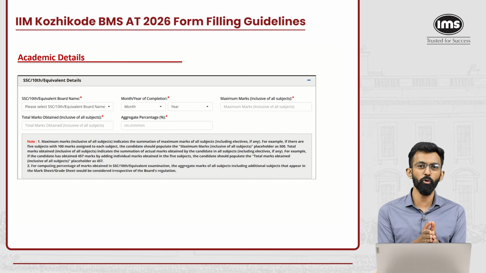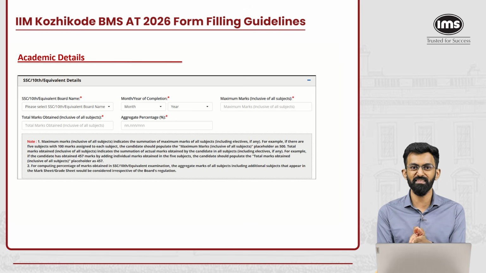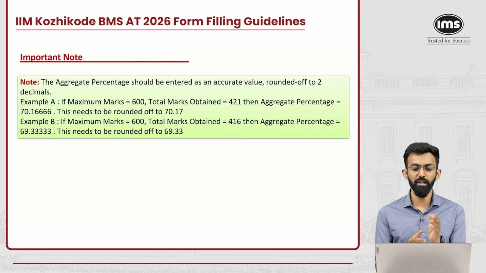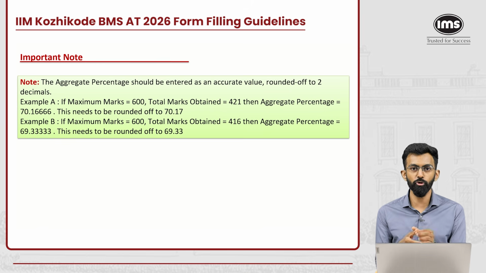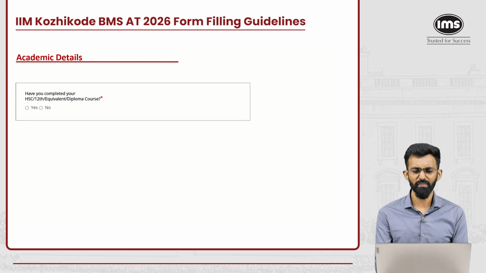On your mark sheet, if you have 6 subjects, you need to put the maximum marks across all 6 subjects. Then you need to put the total marks obtained by you across all the subjects. Then what is your aggregate percentage? Remember, you have to round off this aggregate percentage up to 2 decimal points. So for example, if you have a maximum marks of 600, your total marks obtained is 421, then the aggregate percent is 70.1666. So you will round it off to 70.17.